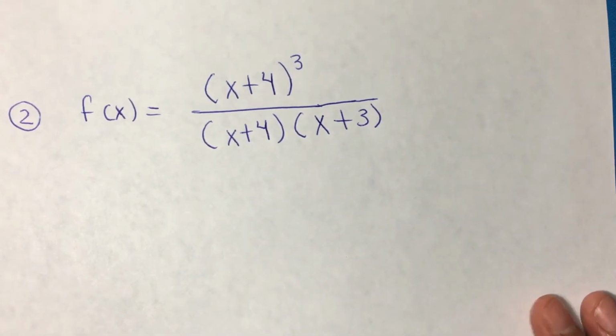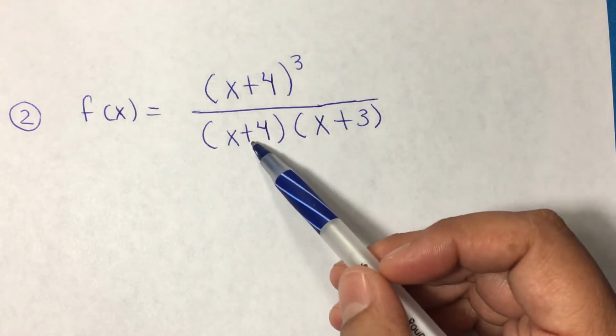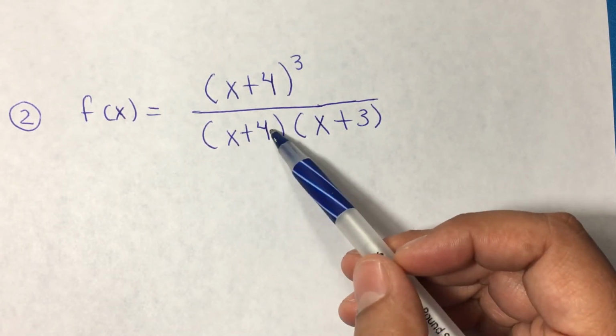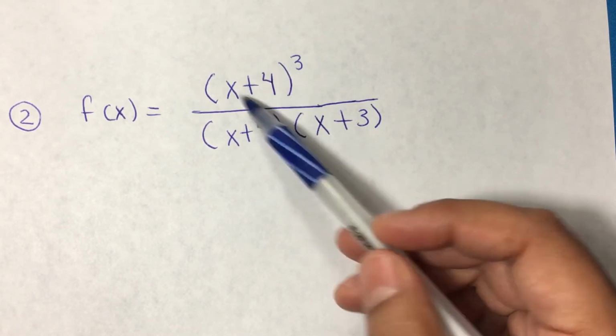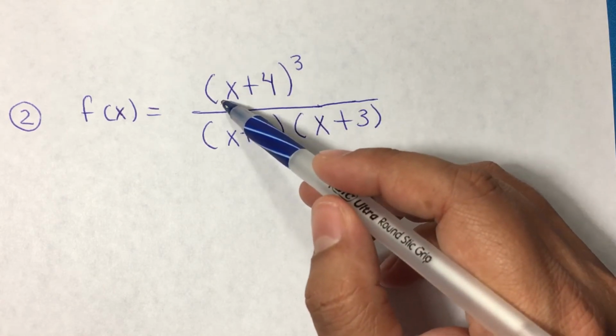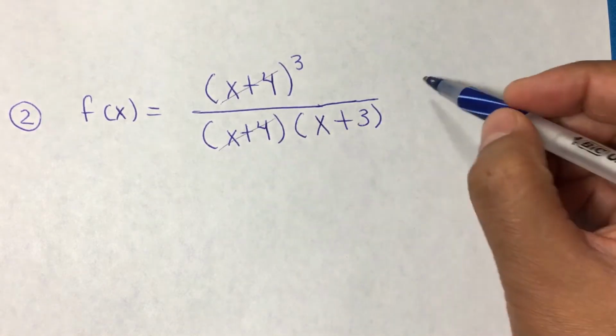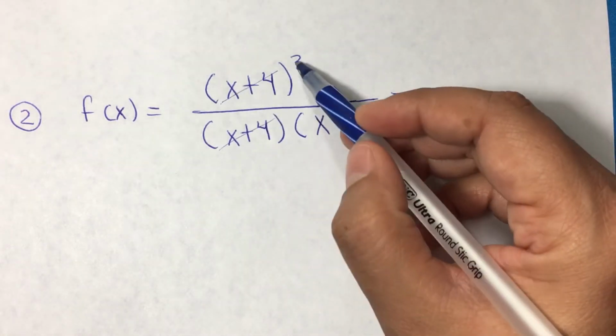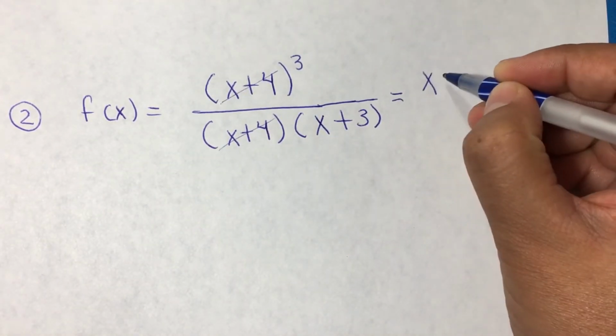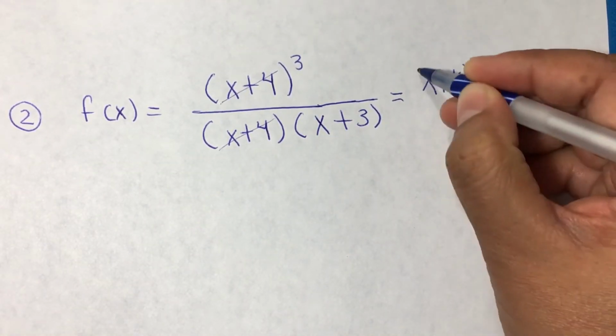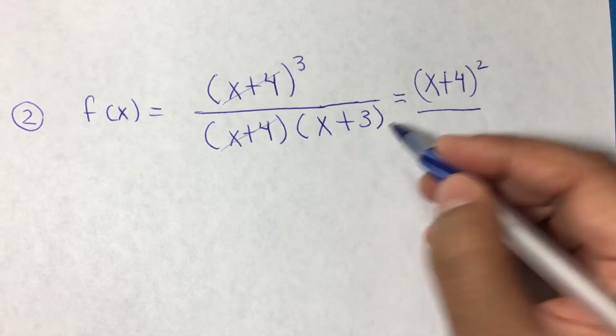This is number 2. We're going to be doing the same thing, but in here we notice that we have x plus 4 in the denominator and numerator. So in here, one of them will cancel with this one, but we still have 2 more. So it's going to be x plus 4 squared over x plus 3.